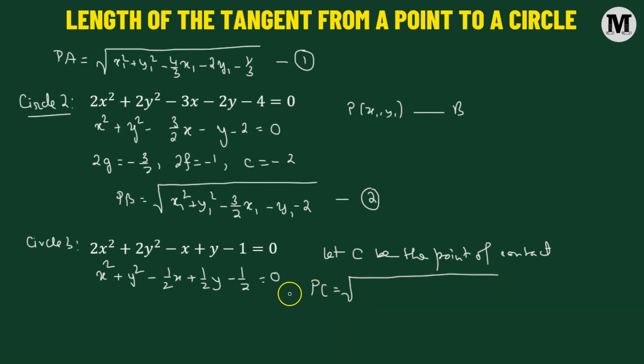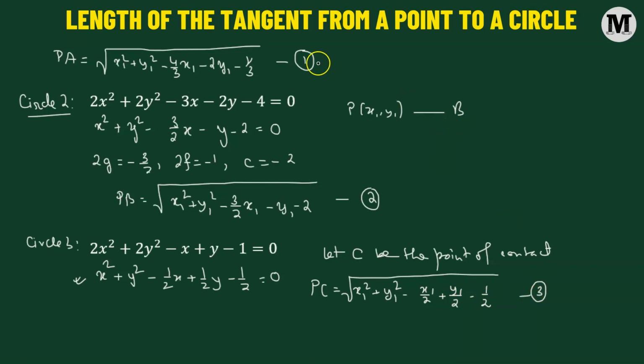So there's a nice and easy trick to find out the length of the tangent. All we have to do is take the square root and consider the general equation of the circle, which is this form, and replace the value of x with x1 and the value of y with y1. So that's going to give us x1 squared plus y1 squared minus x1 over 2 plus y1 over 2 minus half. So this is going to be equation number 3.